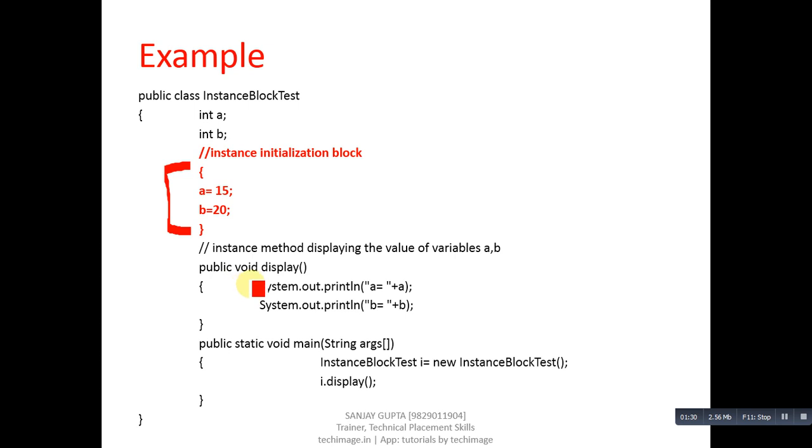In this display function, I have displayed values of A and B on the console. Then in the main method, an object of the instance block test class is created, which is I. Then with the help of I.display, the values of these A and B attributes will be displayed. Whenever this I object is created, its attributes A and B are automatically initialized with values 15 and 20. So this is the use of instance initialization block. You can use this block in place of a default constructor because it works similarly to a default constructor.